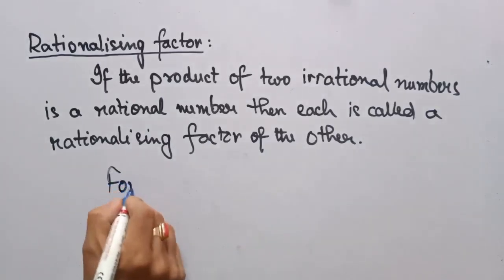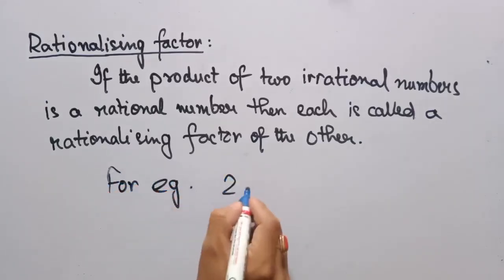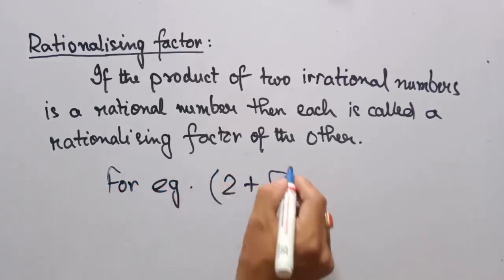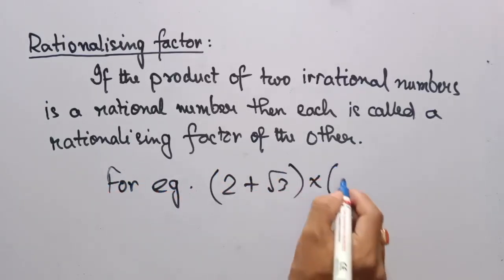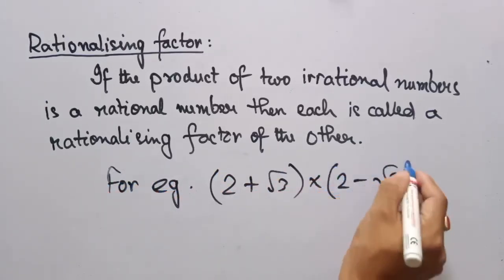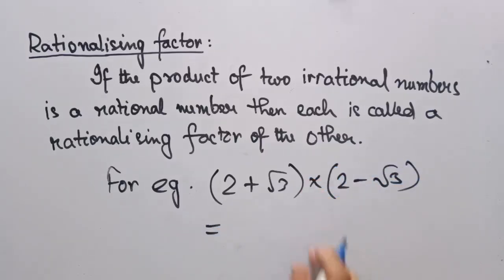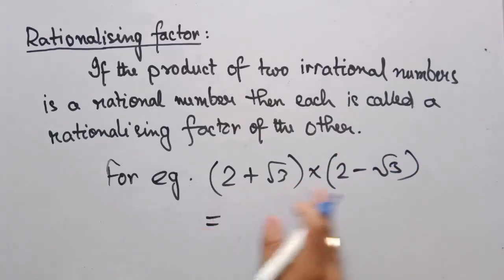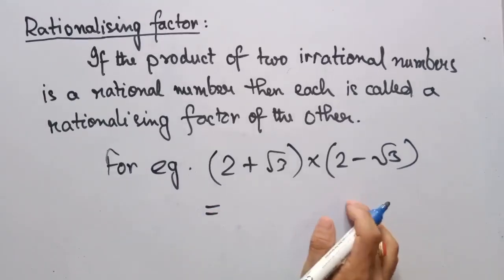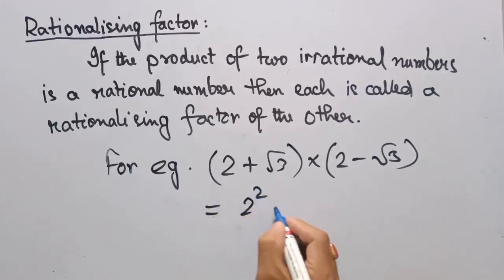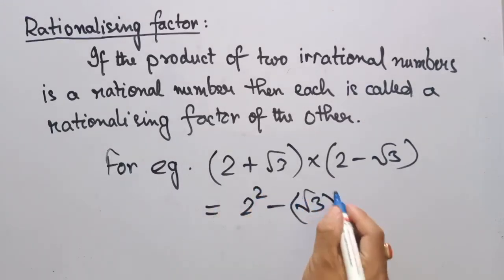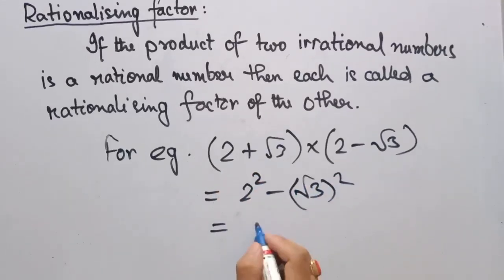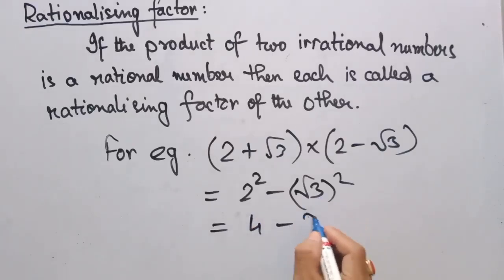For example, if 2 plus root 3, which is an irrational number, is multiplied by another irrational number 2 minus root 3, we will get a rational number. How? Here we are going to use the identity (a plus b) whole into (a minus b), which is a square minus b square. This is 2 square, 4, minus root 3 square, which is 3, equal to 1. 1 is a rational number.